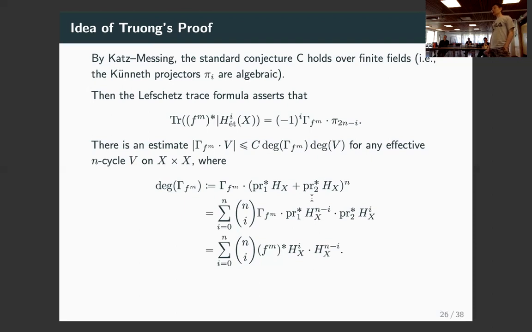The right hand side is the cohomological one. The left side comes from the cohomology group. What are the Künneth projectors? What are the corresponding cycles?